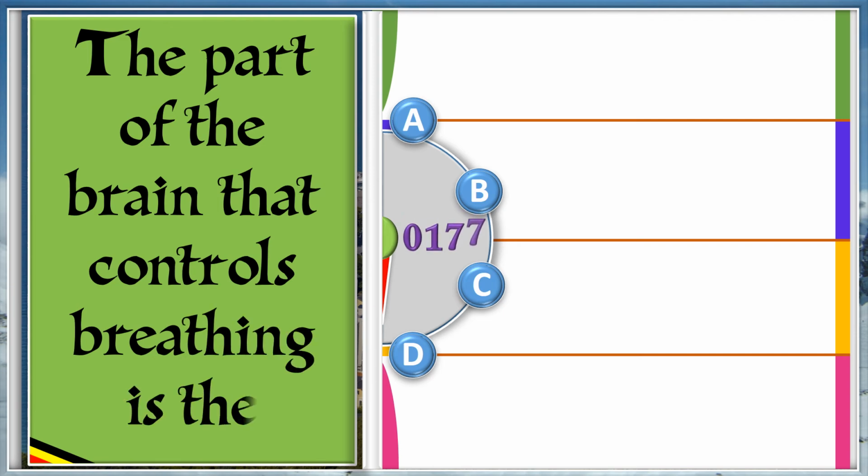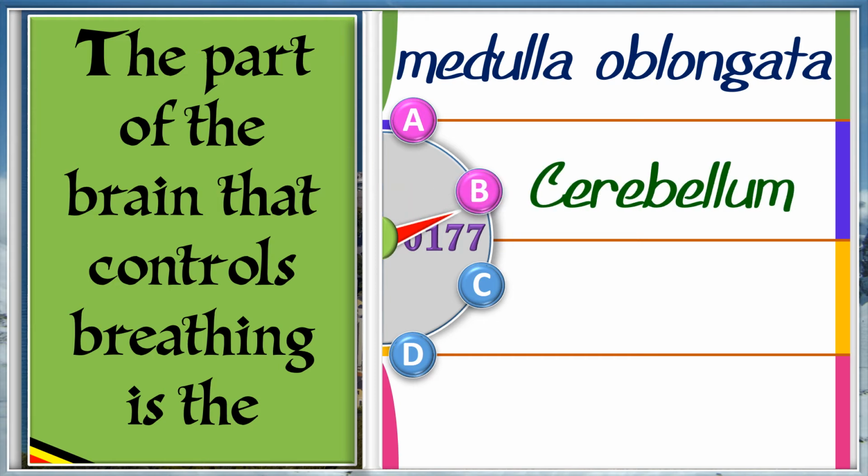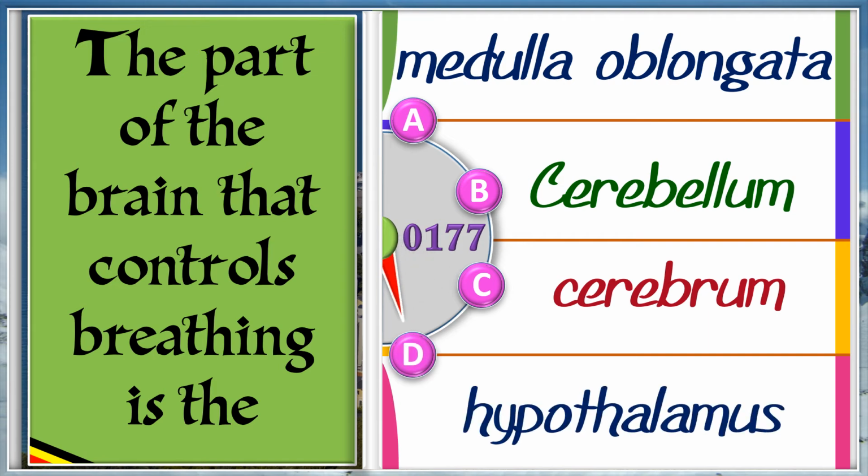The part of the brain that controls breathing is the: A. Medulla oblongata. B. Cerebellum. C. Cerebrum. D. Hypothalamus. And the answer is A. Medulla oblongata.